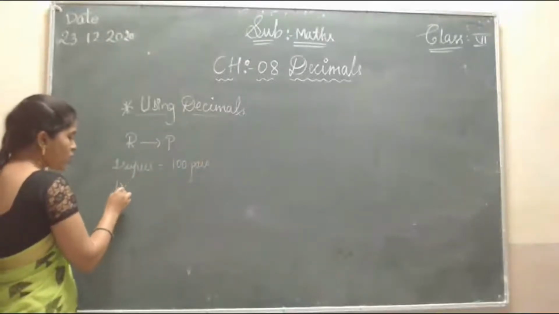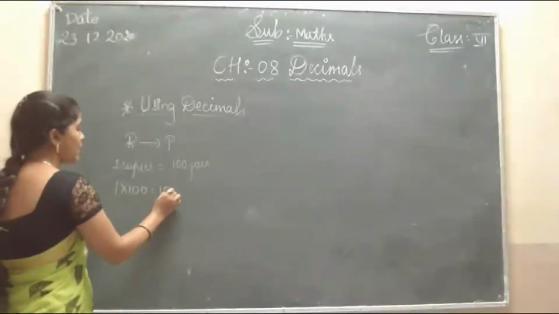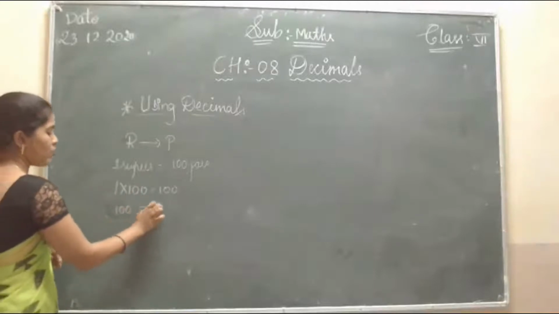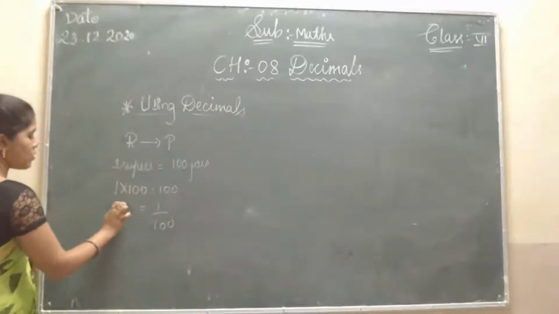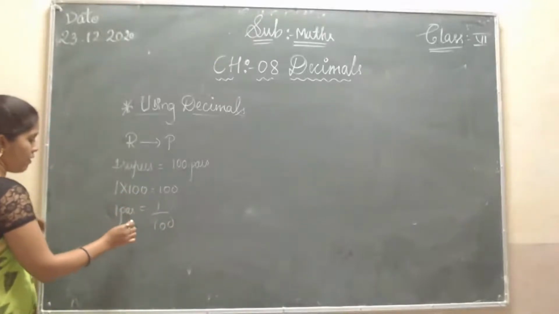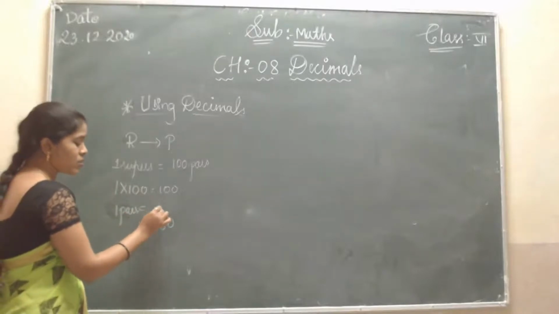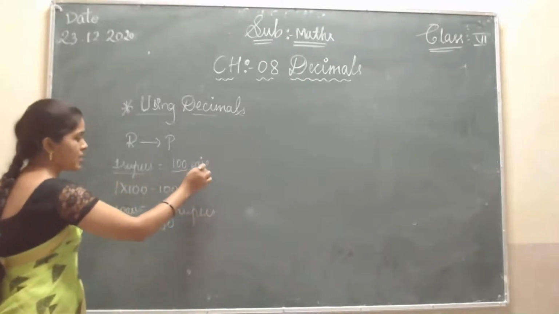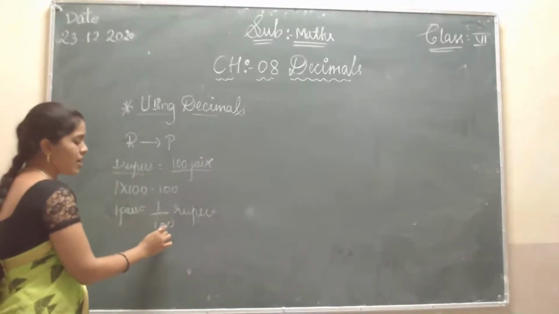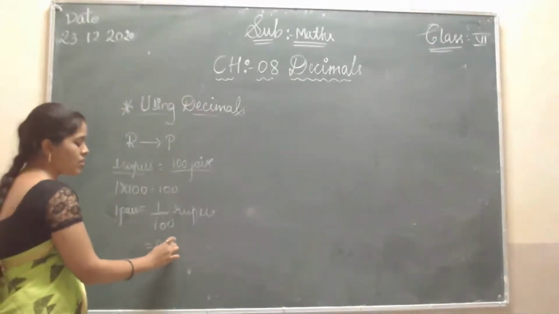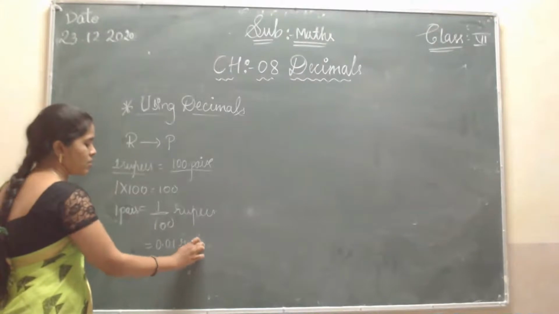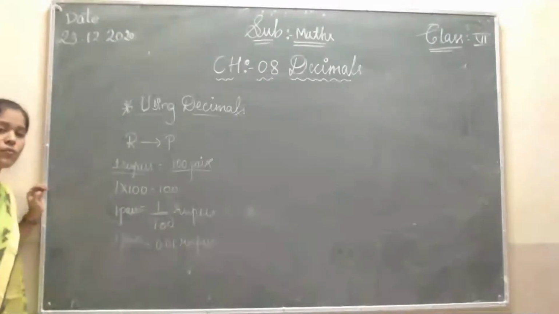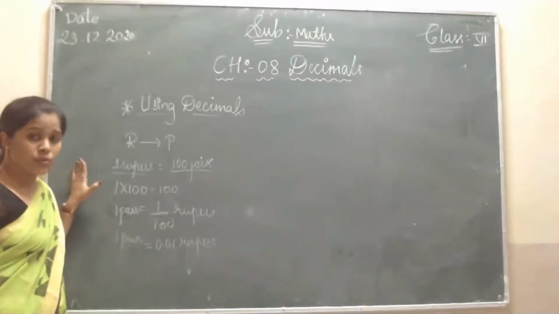While converting rupees to paisa, we have to multiply. While converting paisa to rupees, we have to divide. 1 paisa is equal to 1 by 100 rupees. 1 by 100 is nothing but 0.01 rupees. So 1 paisa is equal to 0.01 rupees.